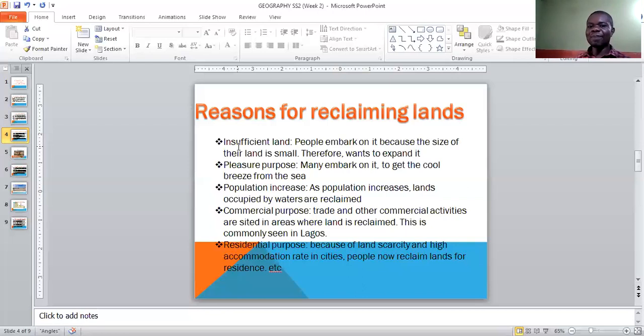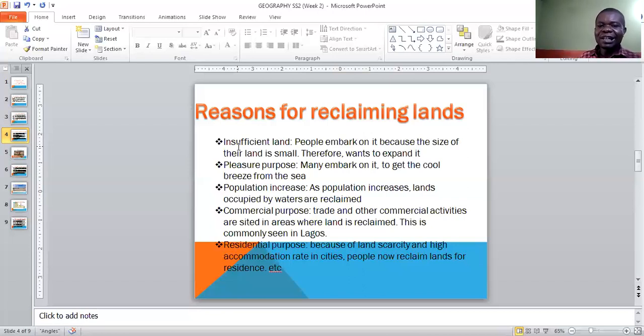Why is there an increase in population? Land occupied by waters is reclaimed. Like in Ikoyi, Lagos, or talking about Warri, those lands where we said, there is sea here, I won't stay here, or there is river here, I won't stay, or this place is waterlogged, I won't stay here. I can't develop this land, or I can't stay in this area because of mosquitoes or whatever. People go there now and build houses because population is increasing.